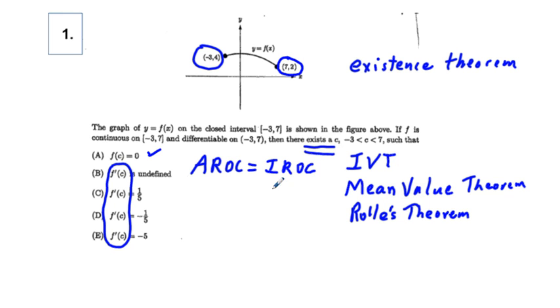So if all the conditions are true for continuity and differentiability, which they are here, you are going to have a point c such that the instantaneous rate of change is going to equal the average rate of change. And so if we find what the average rate of change is, we will know what an instantaneous rate would have to be. So we have f(b) minus f(a) over b minus a.